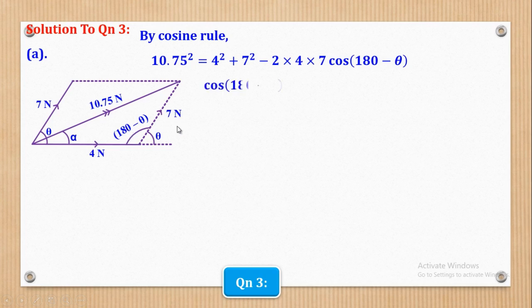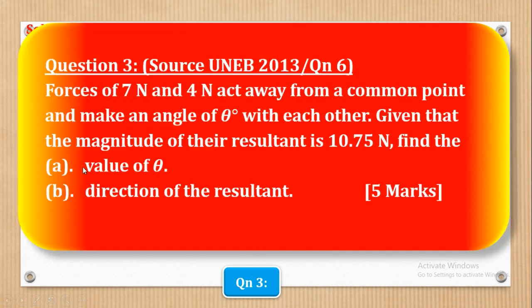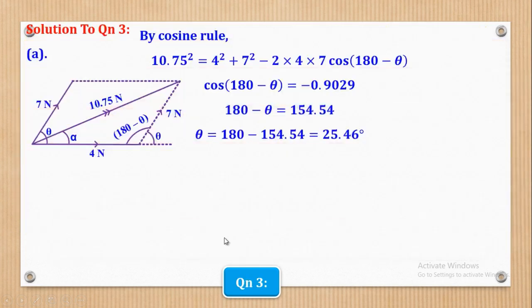Now when I simplify, I'll be able to come up with my theta as 25.46 degrees. And I think that's what they wanted in part A. Now we shall go to part B, where they want the direction of the resultant. So the direction is this alpha, so you have to look for a way of getting that alpha.